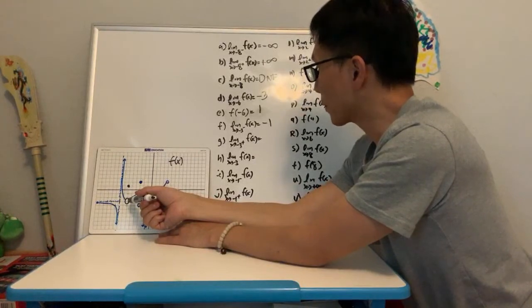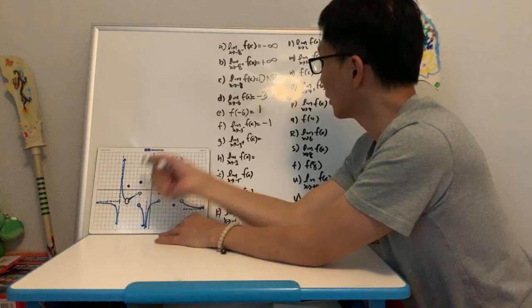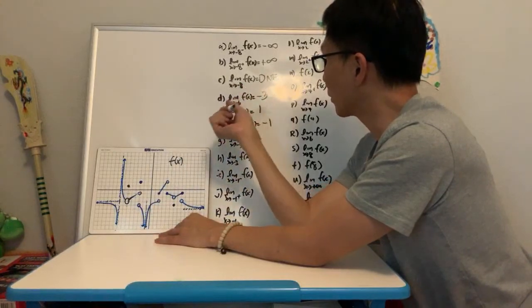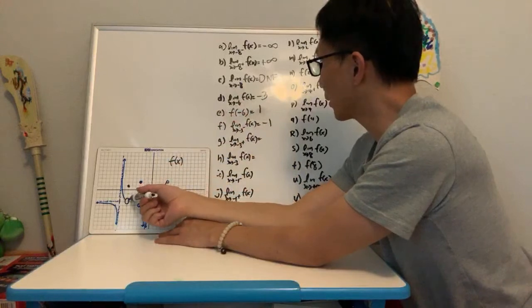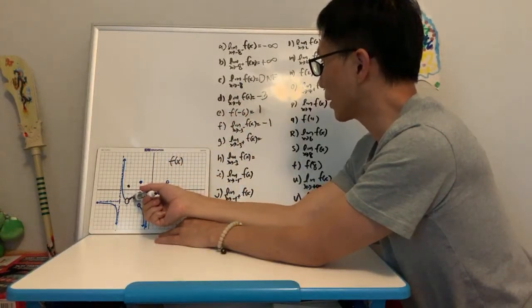I'm sorry, I think I made a mistake. So negative 6 is going to be negative 3. F of negative 6 is going to be 1. That's correct. Negative 3 from here, so it's going to be here. So it's negative 1, that's correct.